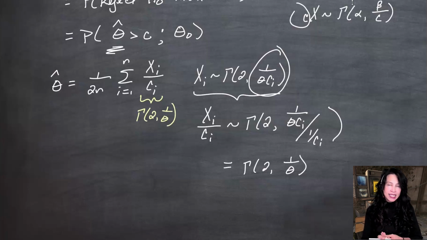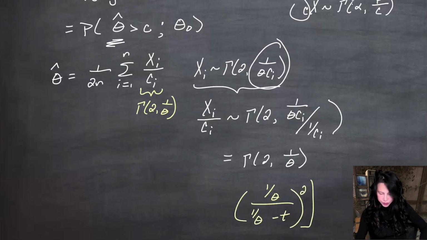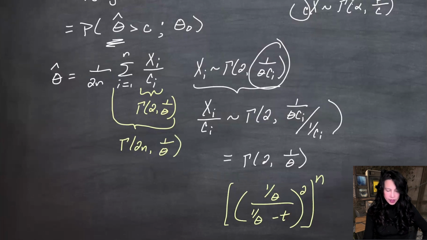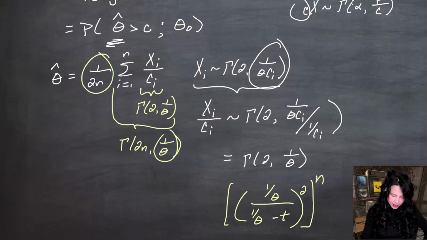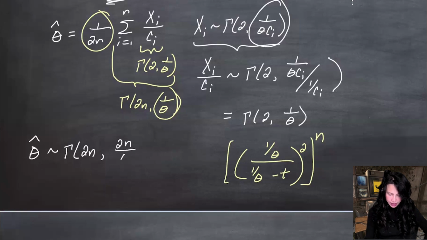And when you sum IID gammas, we'd have 1 over (1 over theta minus t) squared, raised to the nth power. So we get that to the 2n power. And so this entire sum is gamma 2n, 1 over theta. Now let's bring this constant in. It will end up underneath the second parameter. And so we end up with the MLE has a gamma distribution with parameters 2n and then 2n over theta.